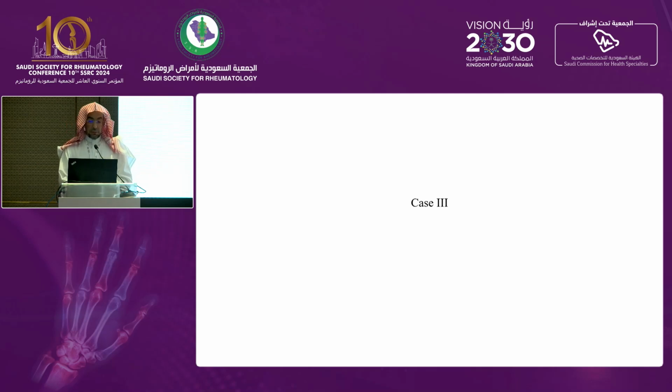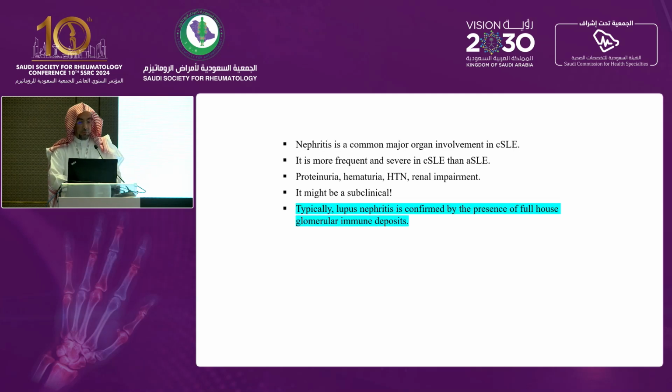So the third case, just to remind you, nephritis is a common major organ involvement in lupus. In childhood, it's more frequent and severe compared to adults. Typically they present with proteinuria, hematuria, hypertension, and renal impairment. Typically lupus nephritis is confirmed by the presence of full house glomerular immune deposit. So to say nephritis, probably you need to see this type of histopathology.